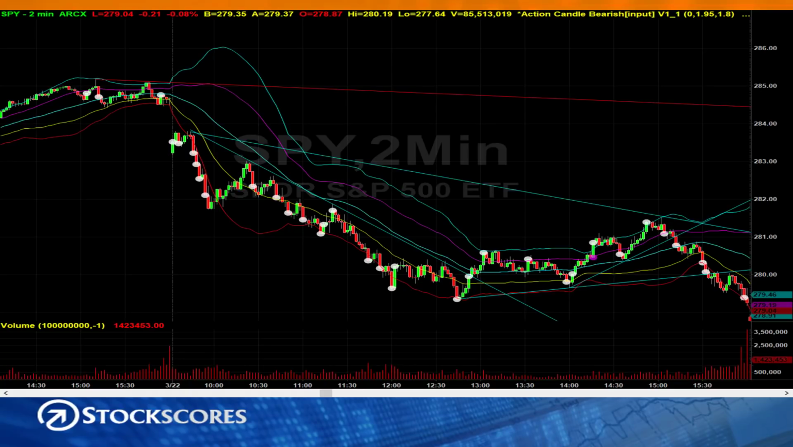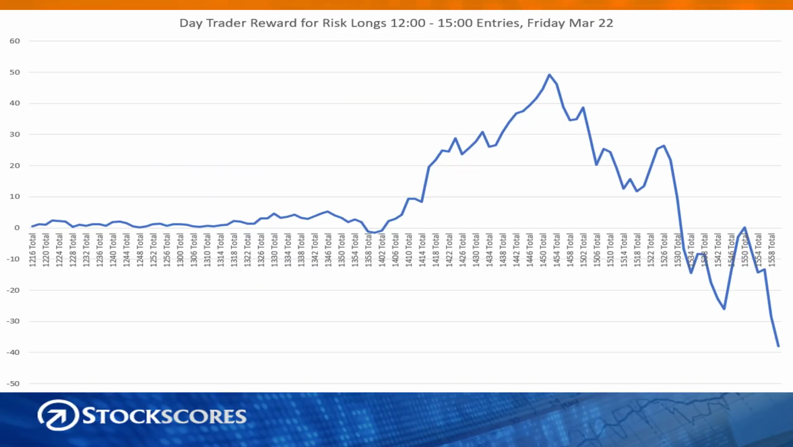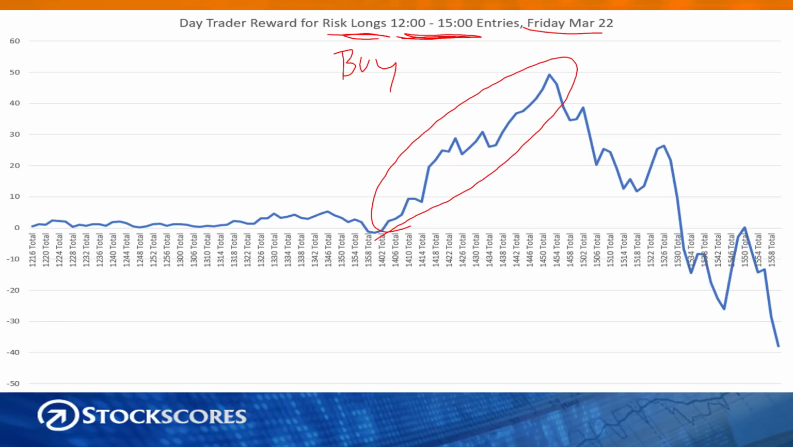Now let's look at stocks that were entered later in the day. So this is the reward for risk of longs. You can see here longs, and by long I mean buys. These are buys from 12 until 3 on Friday, March 22nd. Look at how they really did well from 2 o'clock until about 5 to 3. They really did nicely. They actually had accumulated about 50 RR of value.